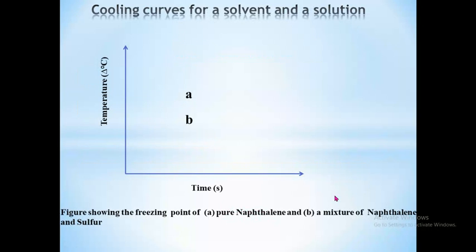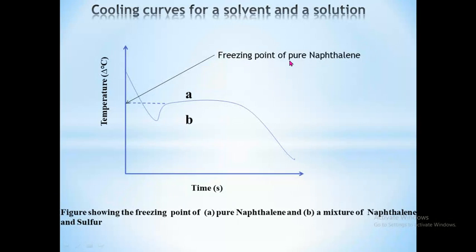Now, from this table, you'll be able to plot a graph like this that has this curve. Now, curve A is for the pure naphthalene. From this curve, we can extrapolate the freezing point of the pure naphthalene. Now, here we have what we call the supercooling curve for pure naphthalene.